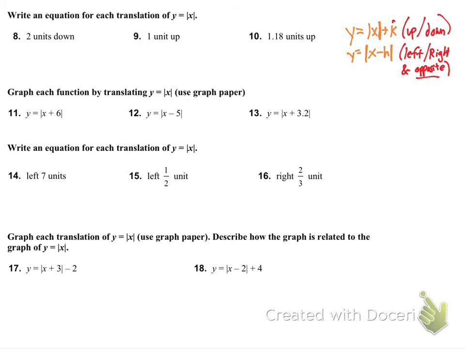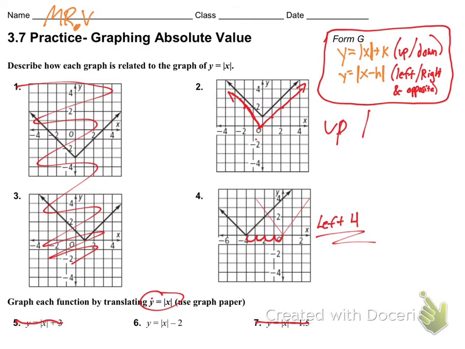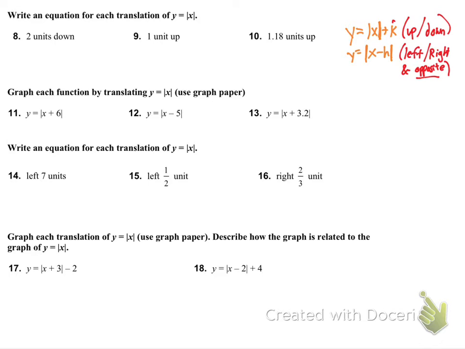Let's go, and so we did 6. Let's go to number 8. So write an equation for each one of the translations. So 2 units down. So if I'm going up or down, I just take a look over here. And if I want to go up or down, I would just put y equals, and then I'm going to put the absolute value of x. And then if I'm going up or down, so if it's going down, I'm just going to go minus 2.